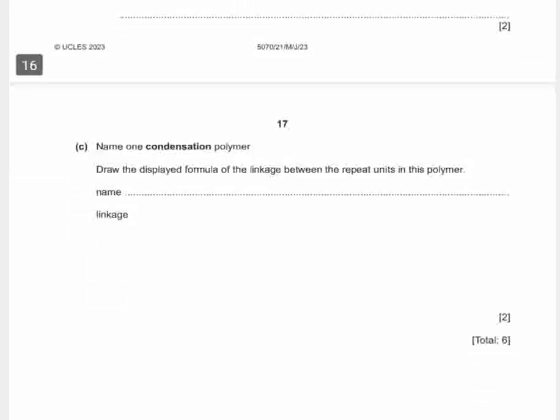Then name one condensation polymer here. So it's nylon, protein, polyamide, polyester, PET. You can say any one, and the peptide linkages are the corresponding linkages present here.